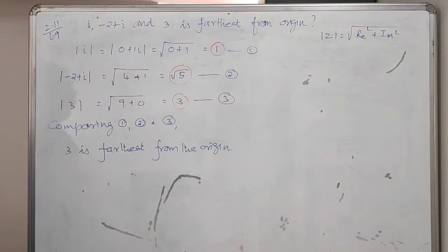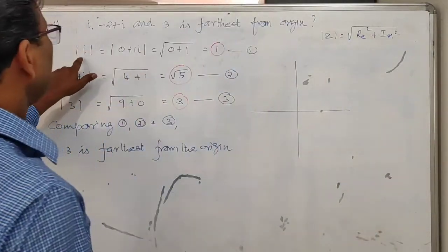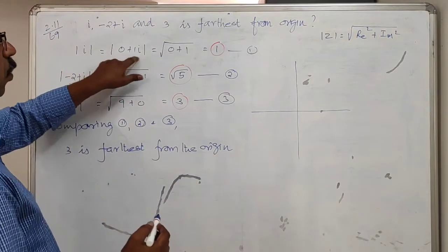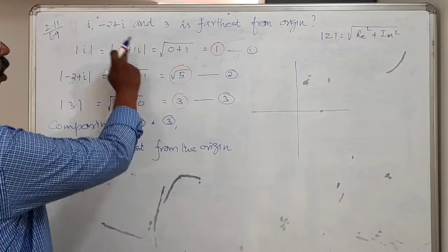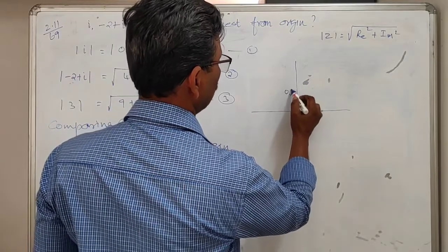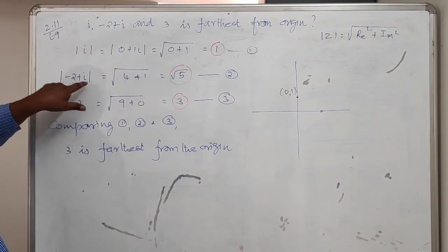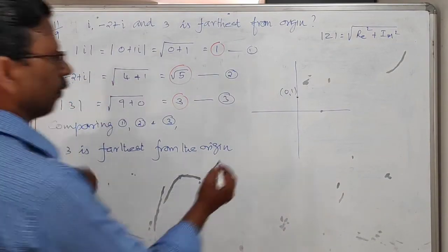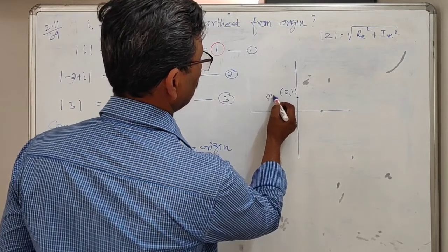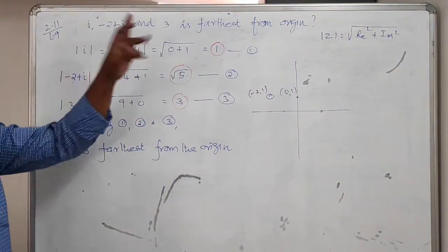From the origin. Suppose you want to draw this diagram. This is i means what? 0 plus 1i. What is its number? 0 comma 1. Coordinate is 0 comma 1. 0 comma 1 lies on the y-axis. This is 0 comma 1. The next one is minus 2 comma 1. Minus 2 comma 1 lies in the second quadrant. Minus 2. This is minus 1. Minus 2 comma 1. It is here. The next one is 3. 3 means 3 comma 0.